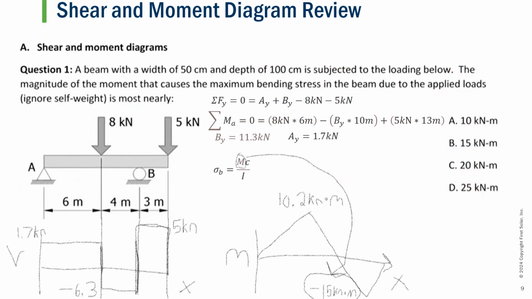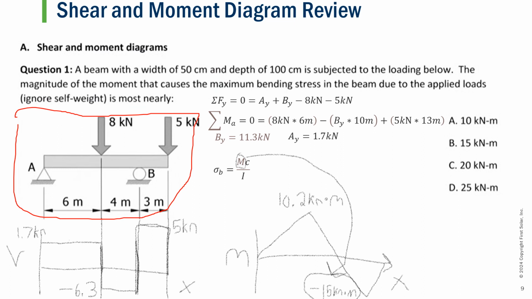So moving on into some review questions, and I apologize for having these values already present. It's just a little difficult to adjust. But say we're looking at a beam with a width of 50 centimeters and a depth of 100 centimeters, and it is subjected to the loading shown below. We want to find the magnitude of moment that causes the max bending stress in the beam due to these applied loads, ignoring the self-weight.